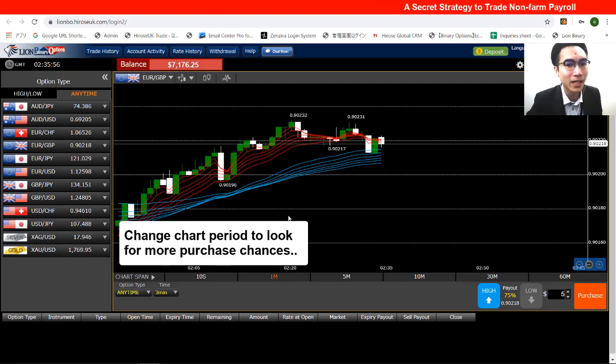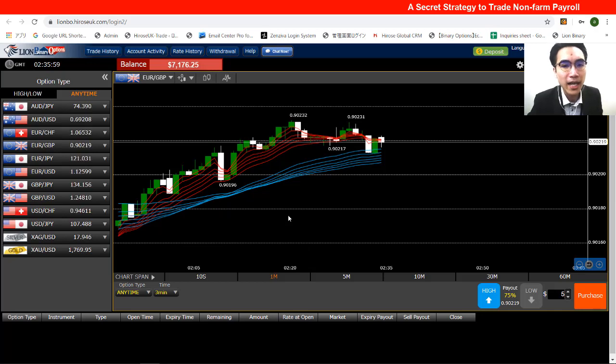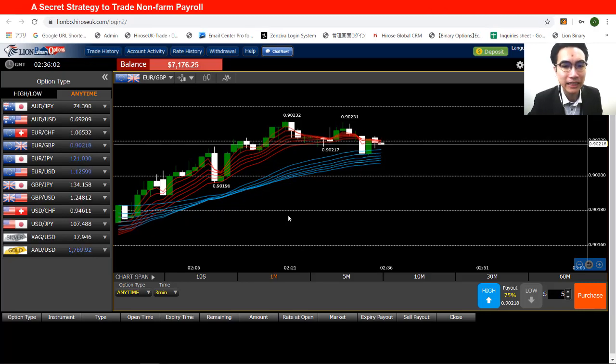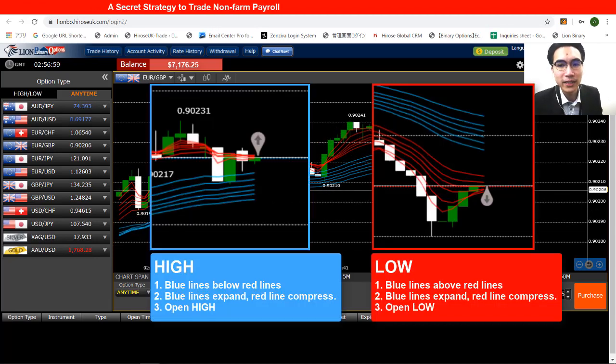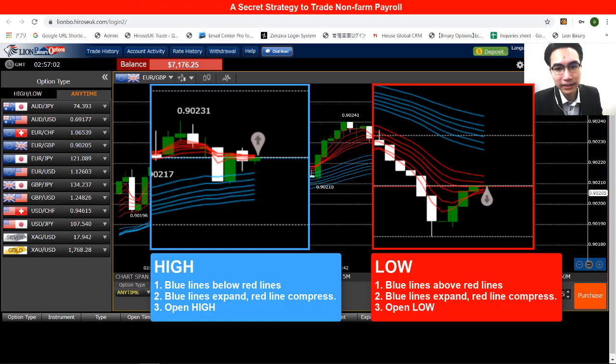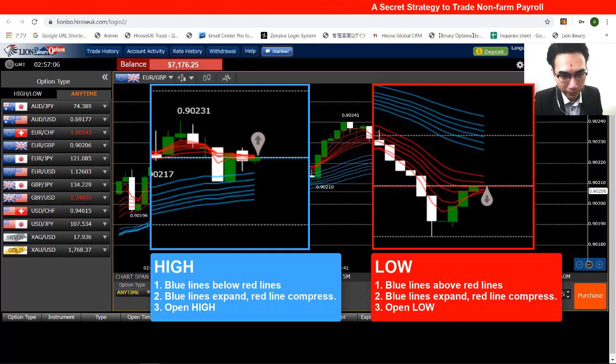And last, I'm just going to remind you of the purchase timing, on when you're going to open trades by using the GMMA. Okay, so the timing for you to open high is when the blue line is below the red line, and that confirms that we are in an uptrend. And then when the blue line is banned but the red line compresses, we will open a high position when the red line is compressing.